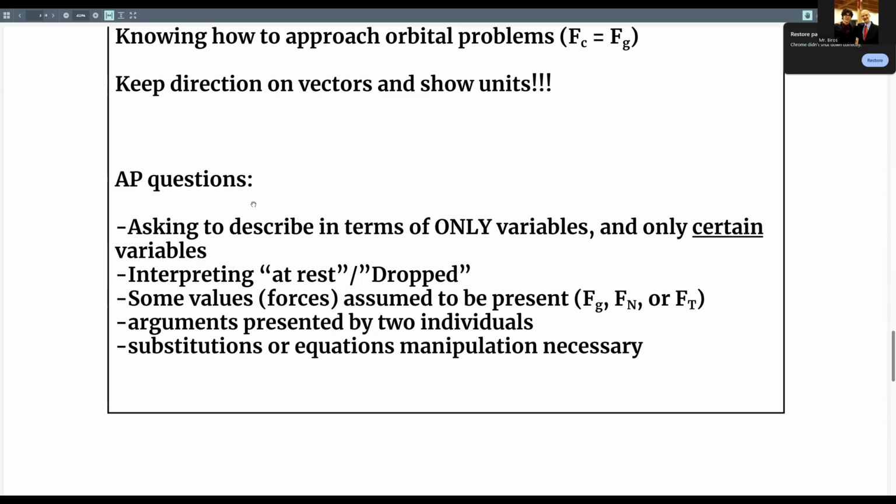Arguments like justifying claims and reasoning, whether it's two individuals or just a statement that you're saying, is it true, is it not true, and why. Substitution and equation manipulation is mostly for deriving or anything with equations where you need to solve for something or isolate a variable.